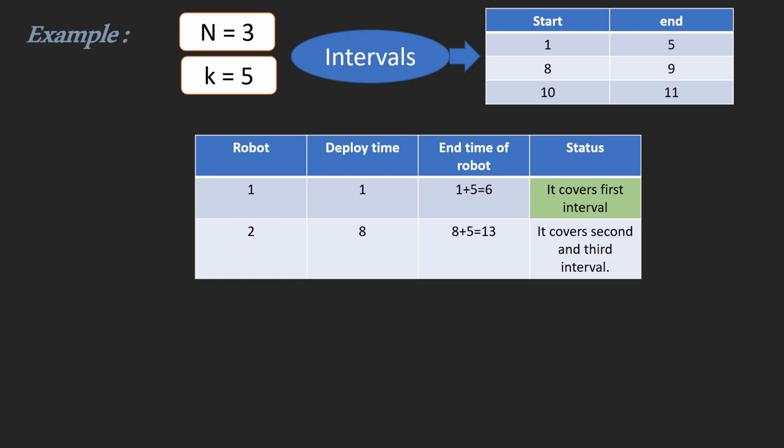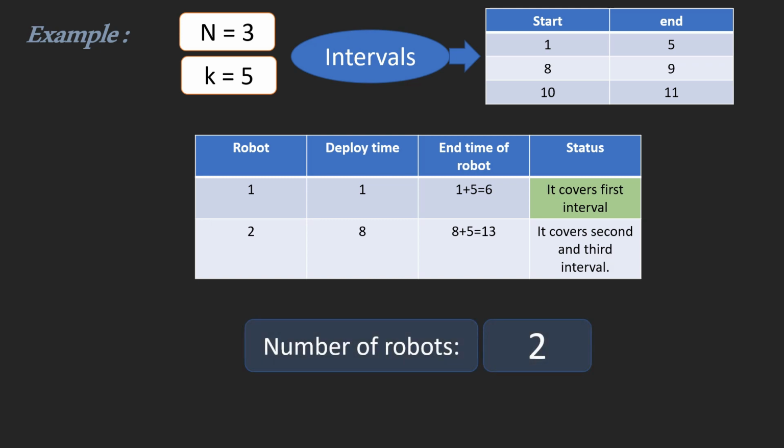The second robot will be deployed at the starting of the second interval, that is at 8, and it will work till 8 plus 5, that is 13. It covers both the second and the third interval. So the total number of robots to be deployed are 2, and that's our answer.